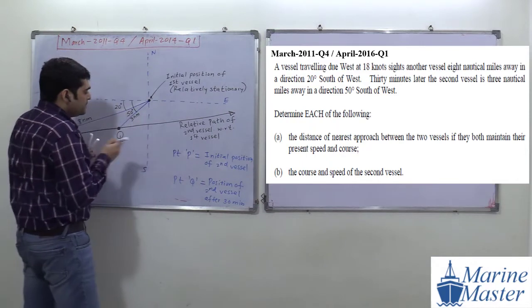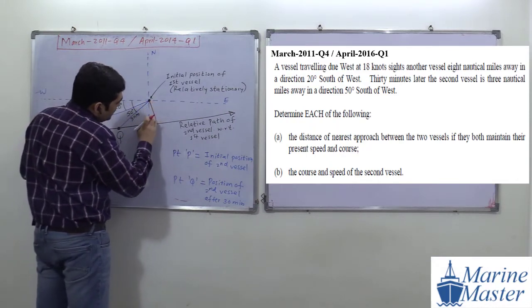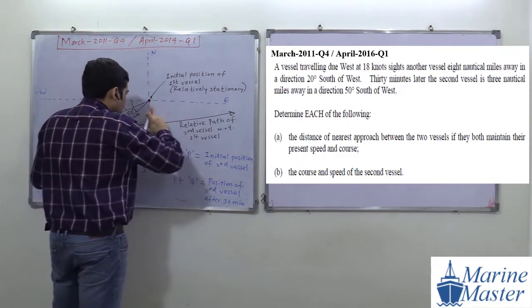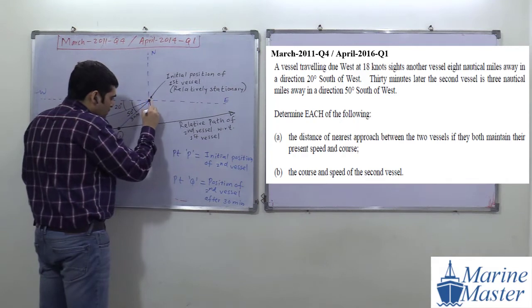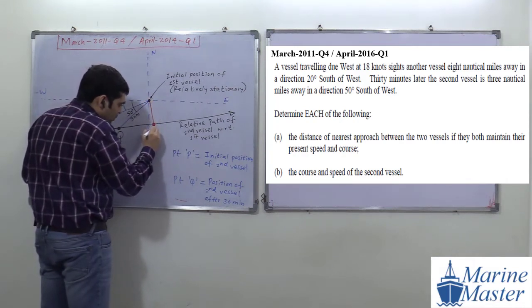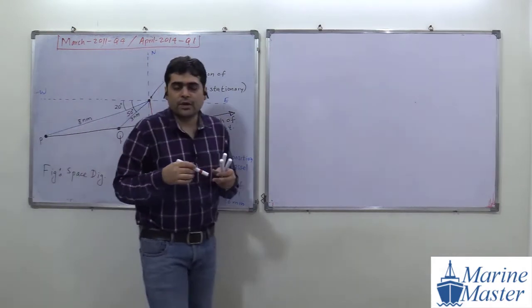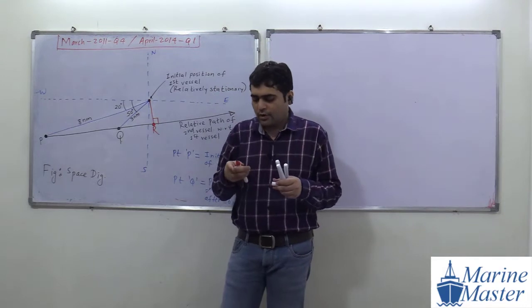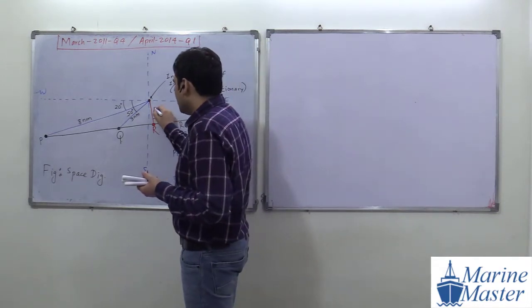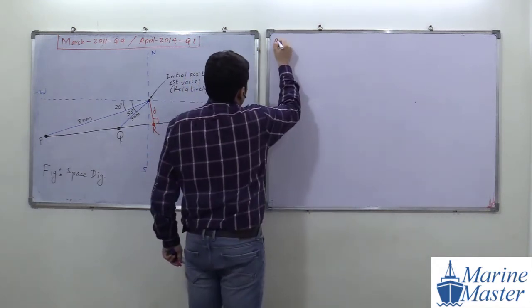From this point we are going to draw a perpendicular line here. Observe the things here. This point is our R. What does R denote? R denotes the point of nearest approach, and D means the distance of nearest approach.